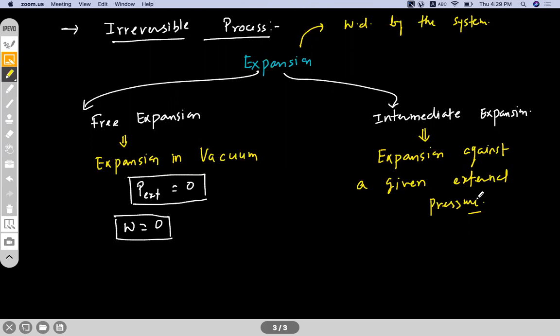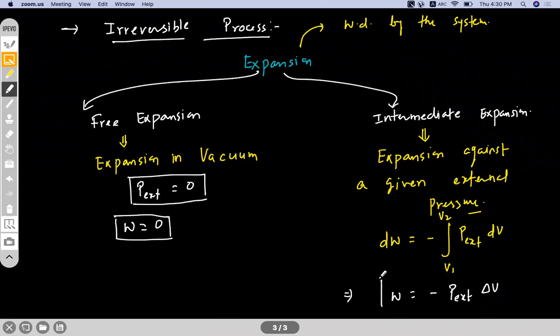Correct? And in this case, what is the work done? dW is equal to minus integral of P external dV. Is it fine? V1 to V2? Because the work done formula is always minus P external into dV. Can we further simplify it? W is equal to what we can write? Minus P external, we can write it outside because P external is constant since the process is irreversible, I am assuming, right? P external delta V, which is V2 minus V1. So this is the expression of work done in irreversible expansion.